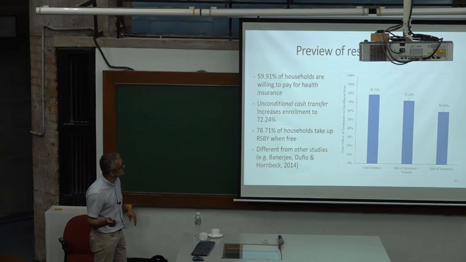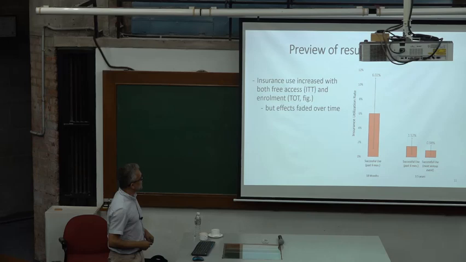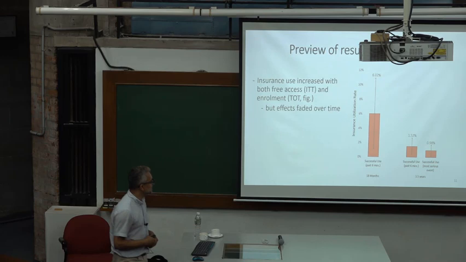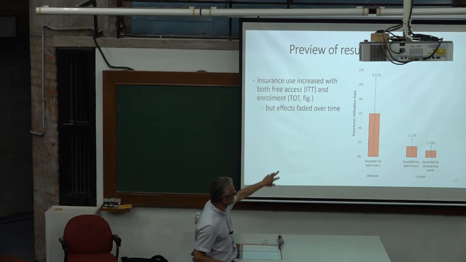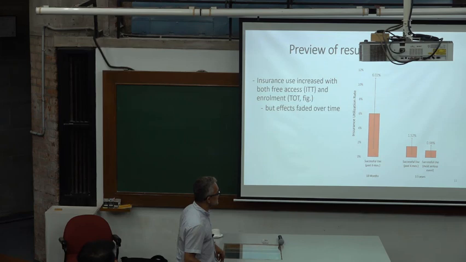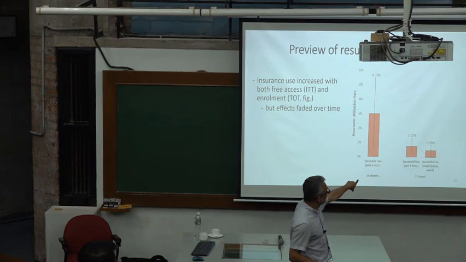Second result, utilization. This is the second kind of positive result that you find. Insurance use increases with both access and enrollment, right? So we're going to give you an ITT estimate, and we're going to give you a treatment-on-the-treated TOT estimate as well. The effects fall over time, so successful use at 6 months, I want to point this out, if you didn't think there was any serial correlation in utilization and you wanted to do this on an annual basis, you'd double it. But it's a 6% increase in utilization. And then at 3.5 years, you get a little bit less. So it fades over time.